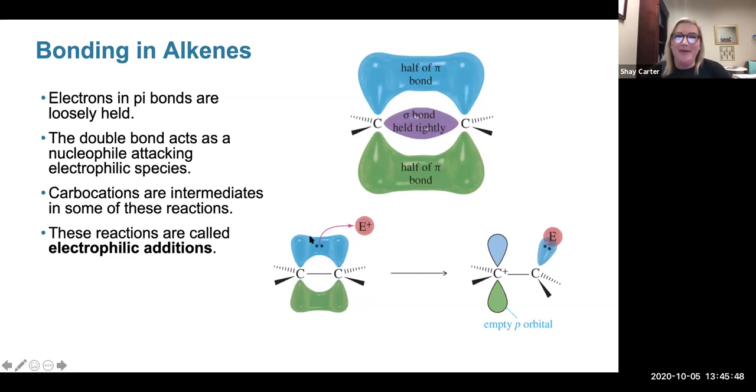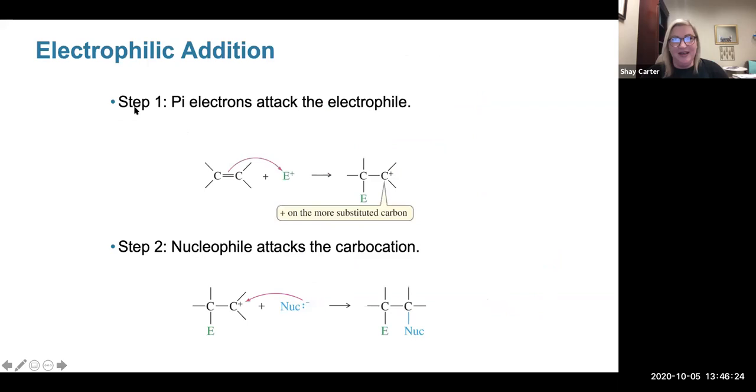Because what happens is this pi bond acts exactly the same as an unshared pair of electrons. It hangs out there in space, okay, outside of the internuclear axis, and can actually attack an electrophile just like any other nucleophile can, okay? These reactions are called electrophilic addition reactions. Okay, so let's talk about the steps of electrophilic addition.